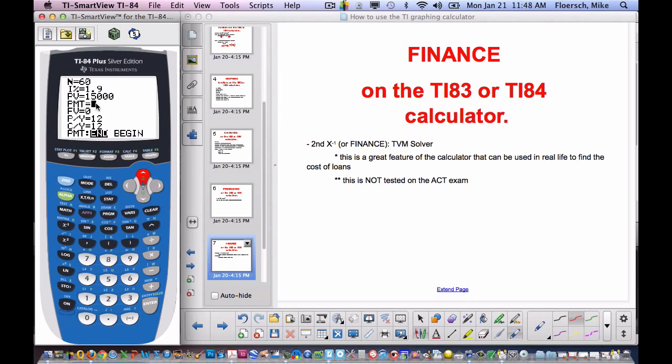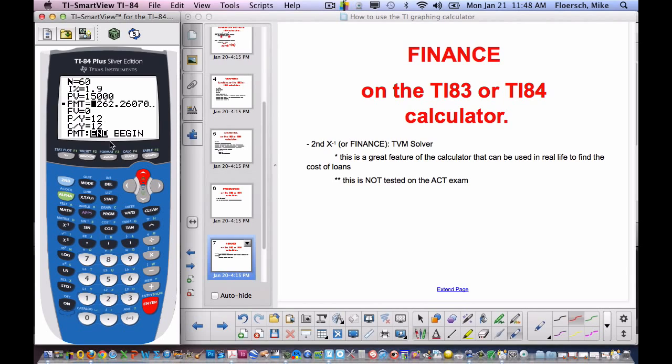So I know it's a 5-year loan, 1.9%, $15,000. Payments, I want to know what it is. My future value, I want it paid off, so it's 0. I have 12 payments per year. Now what you do is you hit solve, which is alpha, and then enter, and it figures out your payments. You would be paying $262.26 a month to be able to afford a $15,000 car.